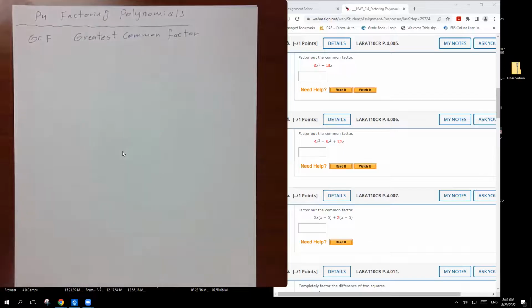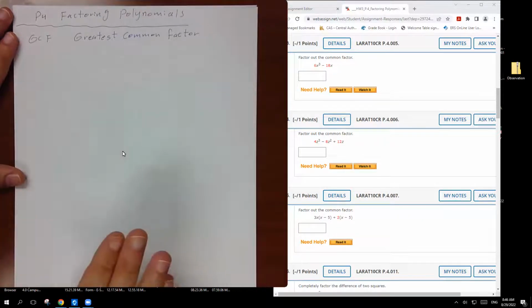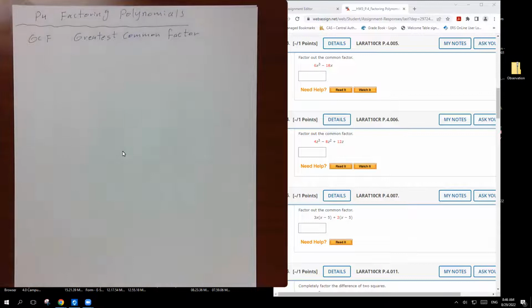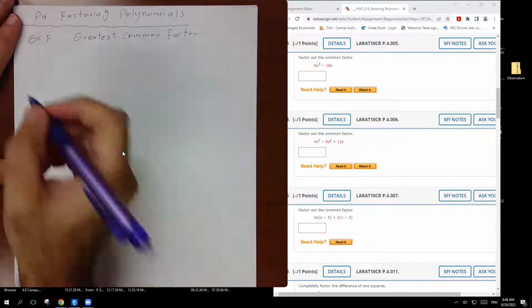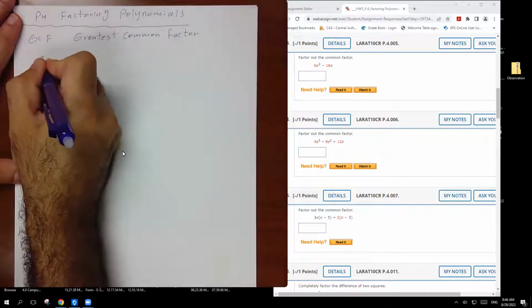To factor polynomials, we're going to find the greatest common factor. So always keep in your mind, this is always the first step. Find if there is something common between the terms, because it makes everything easier for you. Always check this one. So here is a simple example about the greatest common factor.